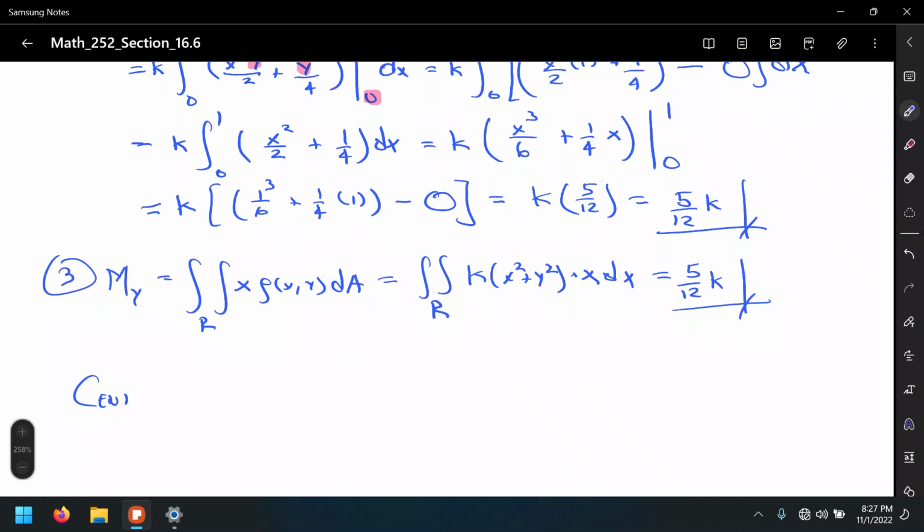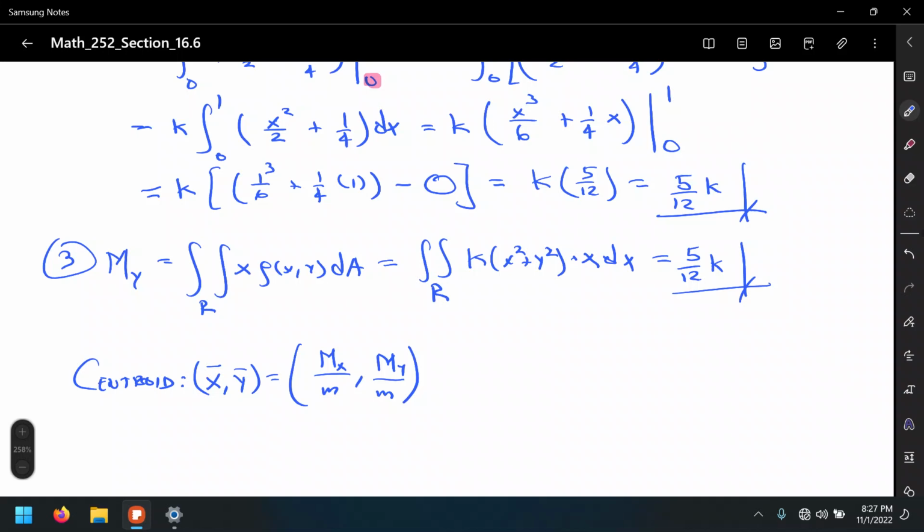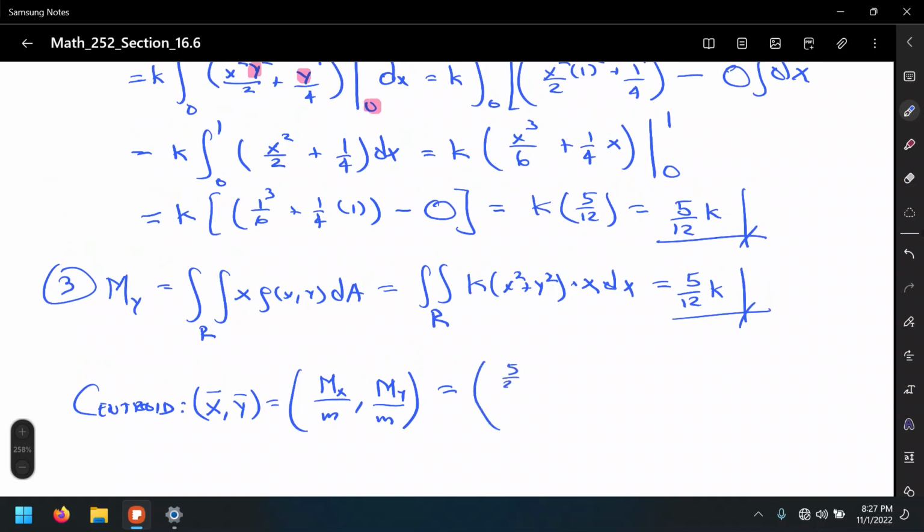The centroid is not just x bar, but x bar, y bar. It's a point: m sub x over little m, m sub y over little m. Don't get confused with the notation. I know that when a letter is a subscript, it means partial derivative of m with respect to x, but in this case we're not doing that. It just denotes the moment about x and the moment about y. So the moment about x is 5/12 of k over m, which is, what's m?